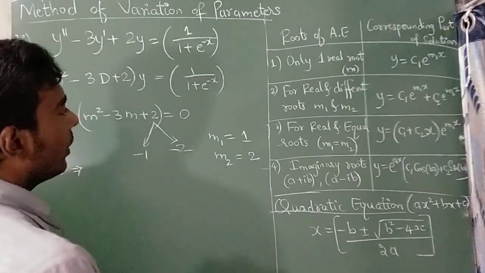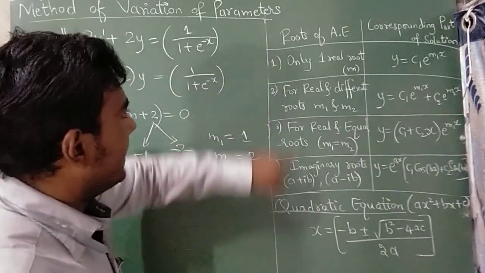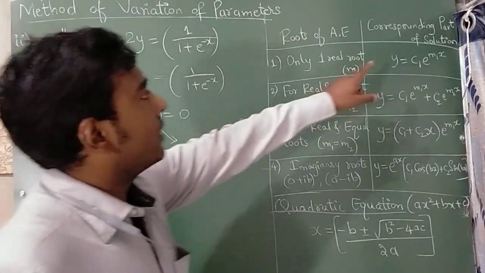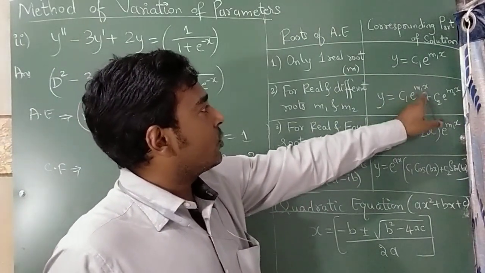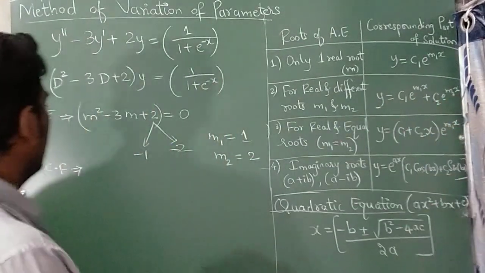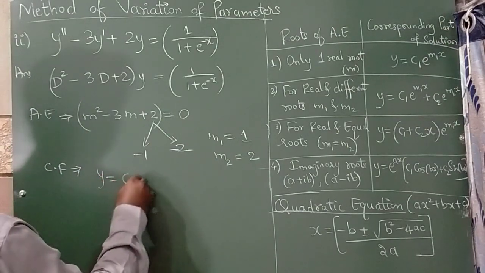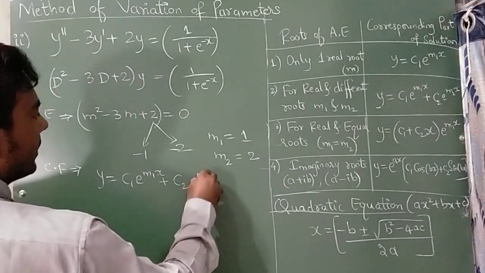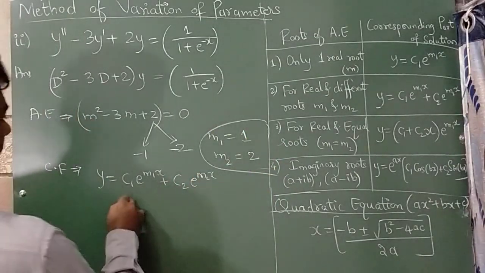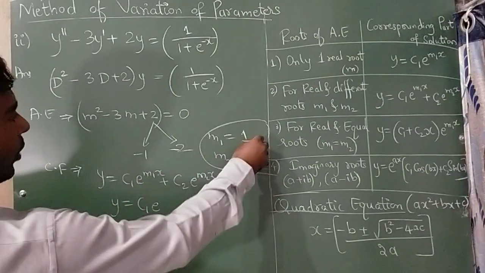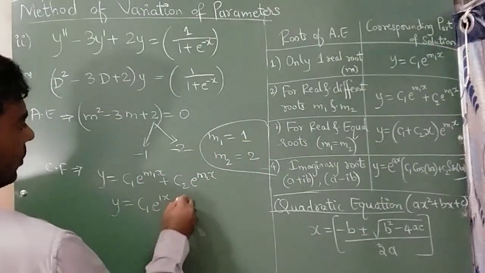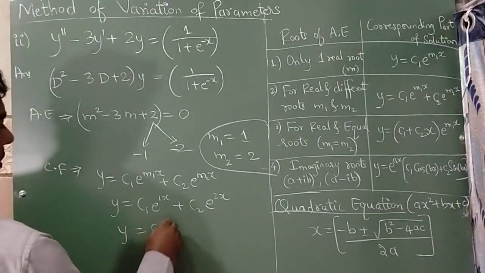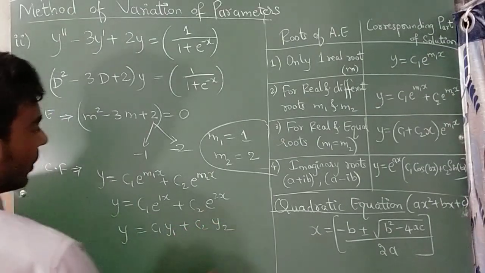Fine. Now there are two roots. Two roots means this is the case of real and different roots. There are two roots, m1 and m2. So what should I write as the solution? Y is equal to c1 e raised to m1x plus c2 e raised to m2x. So I'll write here Cf: y is equal to c1 e raised to m1x plus c2 e raised to m2x. Now in place of m1 I am going to write e raised to 1x plus c2, and in place of m2 I am going to write like this. So y is equal to c1 y1 plus c2 y2.